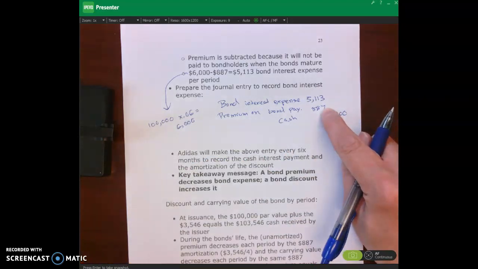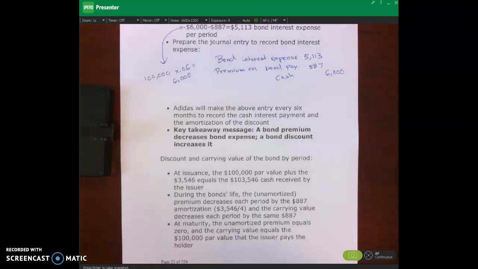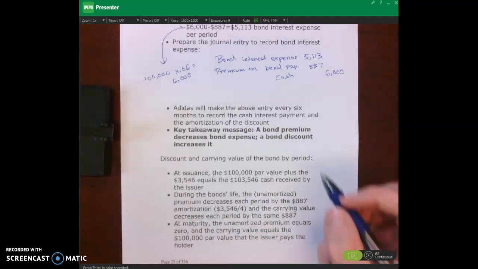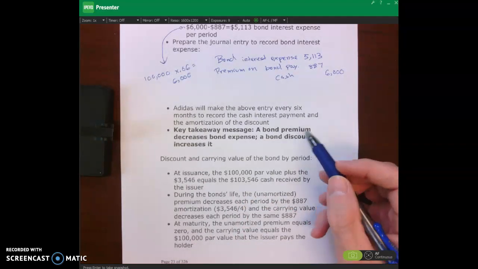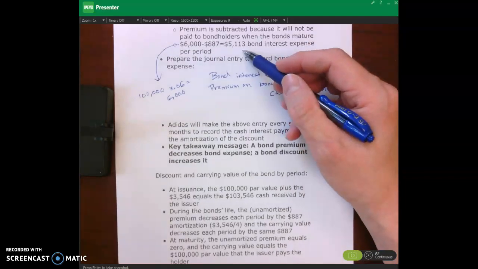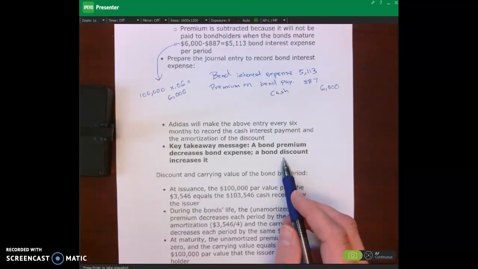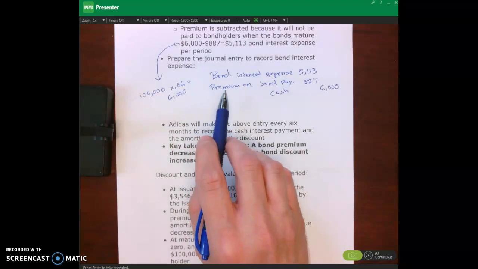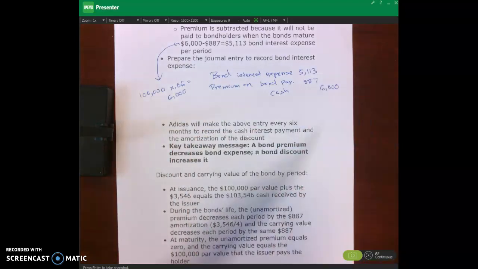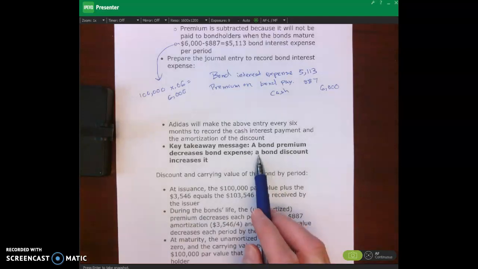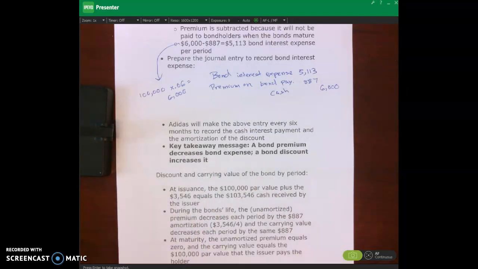this journal entry. And so if we think about this in terms of the key takeaway message, a bond premium decreases bond interest expense. A bond discount, remember we took how much we have to pay our bondholders plus the amortized discount. So a bond discount increases bond interest expense.